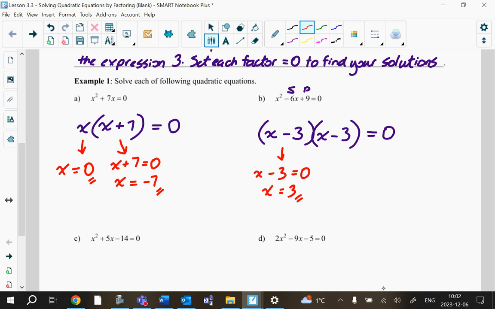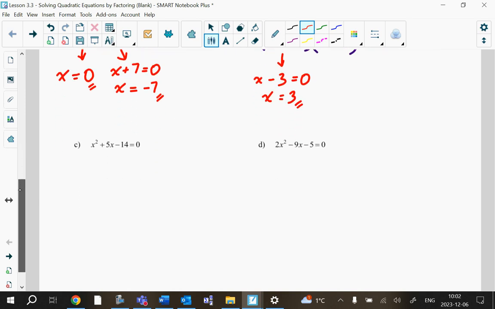And if you tried it, 3 squared minus 6 times 3 plus 9, if you calculate all that, you'll get 0, which is the right side. Okay? Try the next one on your own. See if you can do that one.